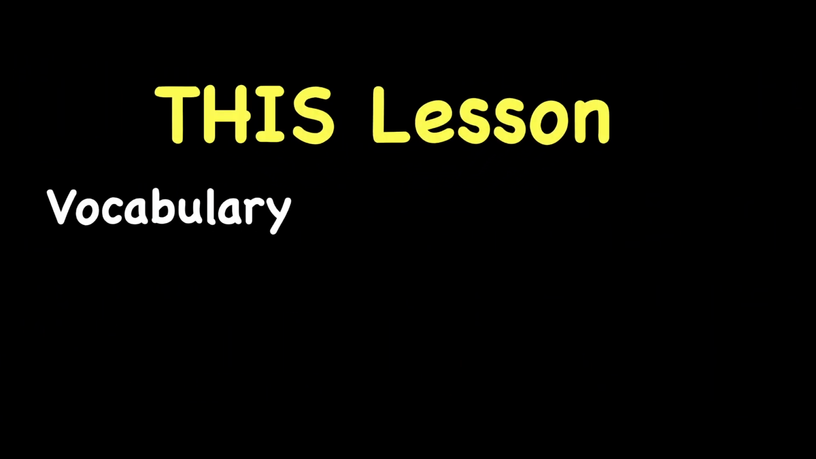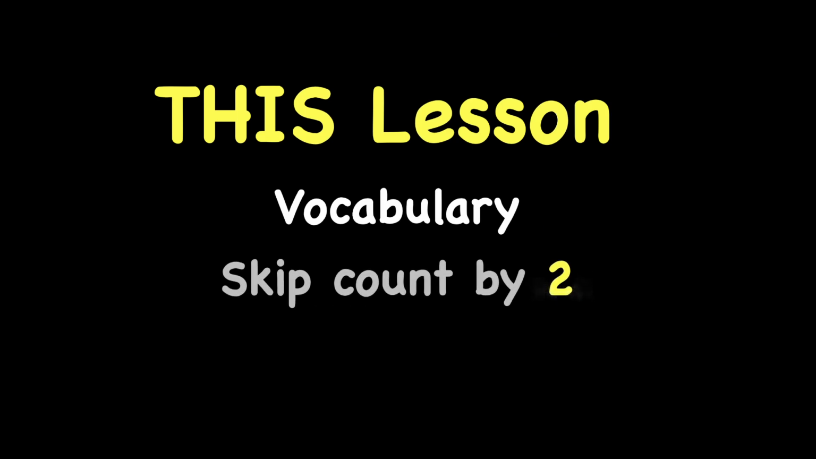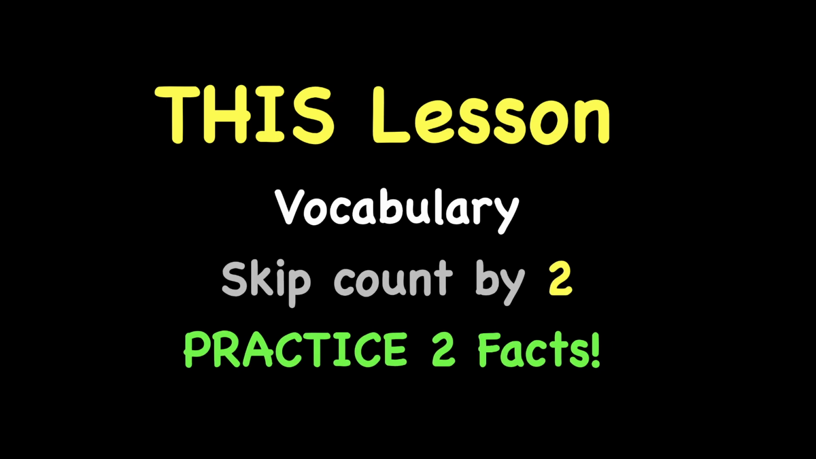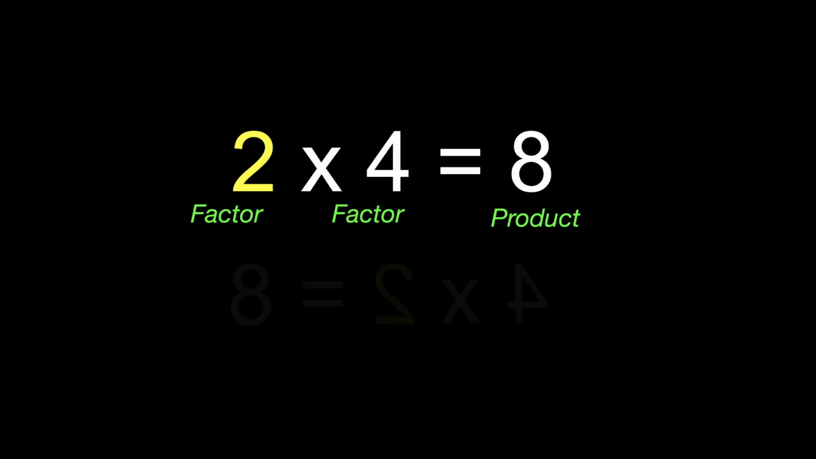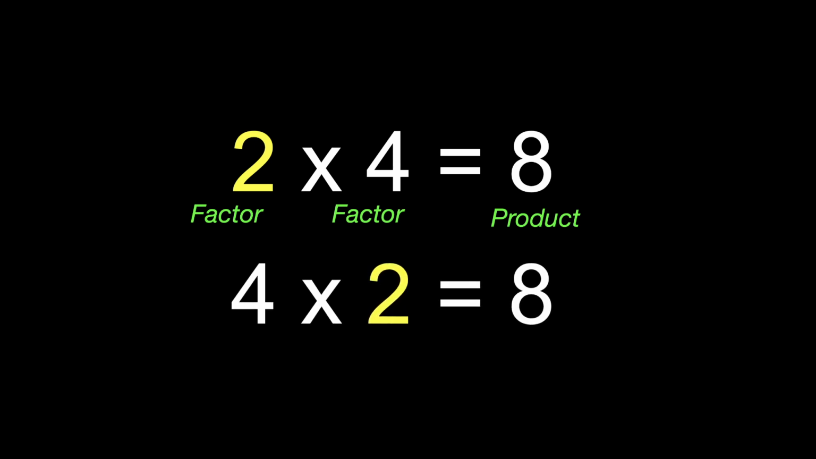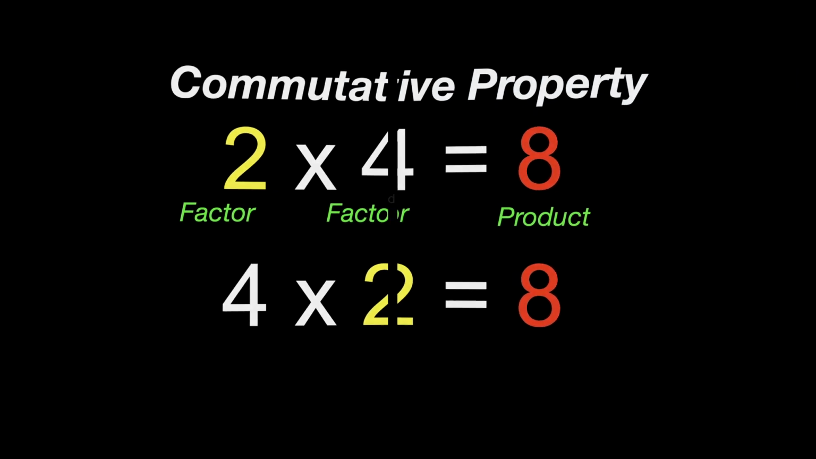Here's what we're doing. For this lesson, we're going to practice some vocabulary. We're going to skip count by 2s a little bit, and then we're going to practice some 2 facts. So the numbers that you multiply, for example, 2 times 4, those are called factors. The answer of 8 is called the product. You can switch the factors around, and you're still going to get the same product. That's called the commutative property of multiplication.